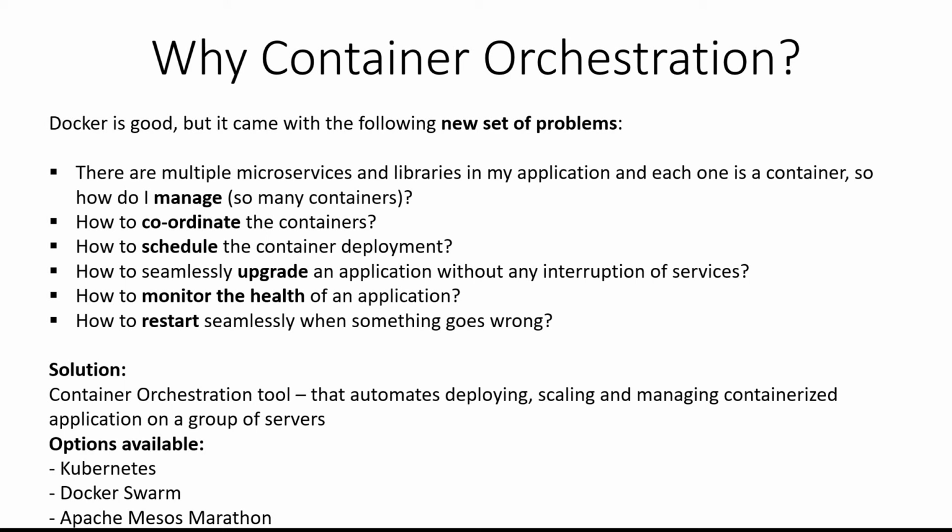Again, Docker is not solving the problem. Docker is giving you the container concept, but if there are multiple containers, it comes with some additional problems to manage. And also how to seamlessly upgrade an application without any interruption of services. Say you already have version 1.0 of your container image running, and you made an upgrade. Now you want to release 2.0. How will you ensure that 2.0 is not interrupting your existing 1.0? How will you ensure that this upgrade is seamless?